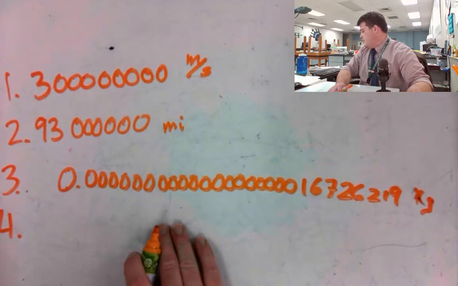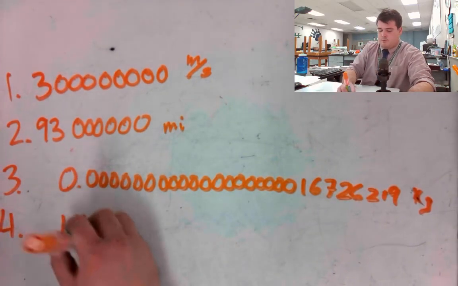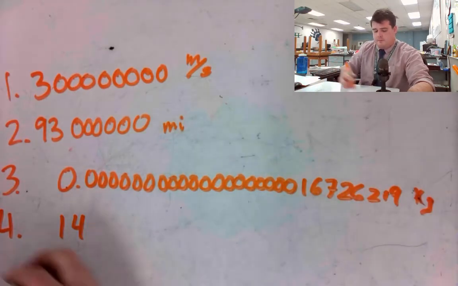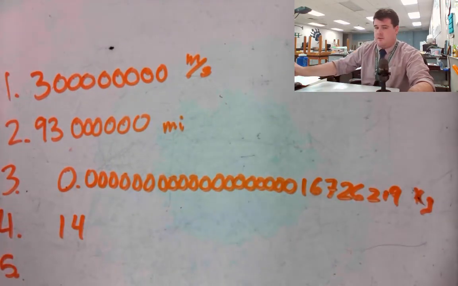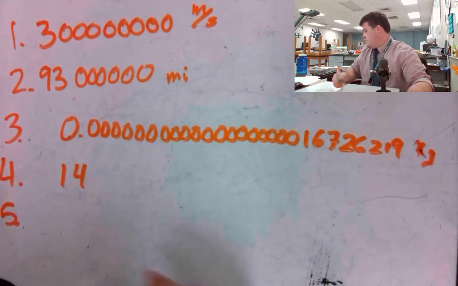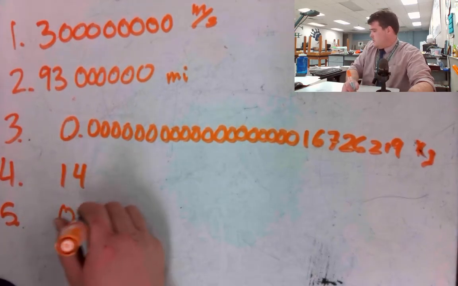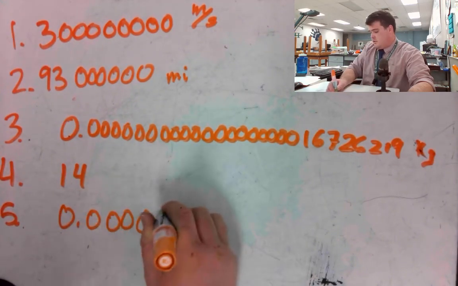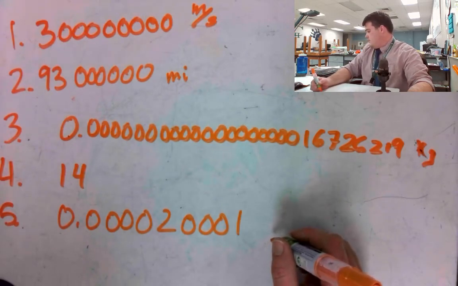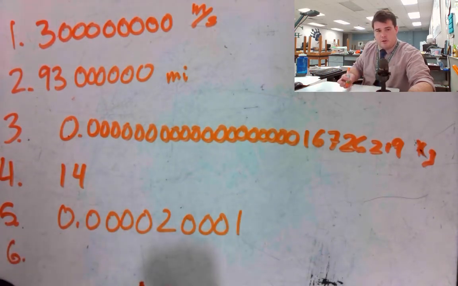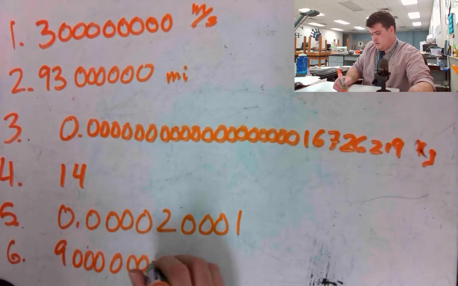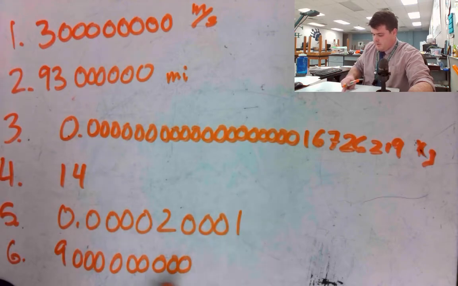We already did the wavelength of light. Here's my favorite number, 14. Can you put that in scientific notation? You can. Number 5, let me just move the camera down a little. Number 5, let's do, here's just a random number, 0.000020001. And here's Coulomb's constant. This is a number we're going to use in our physics class. 9 billion. Did I get the right number of zeros? There we go.